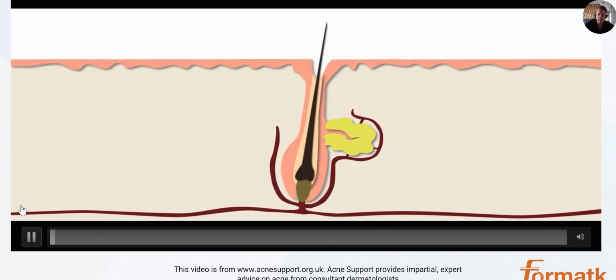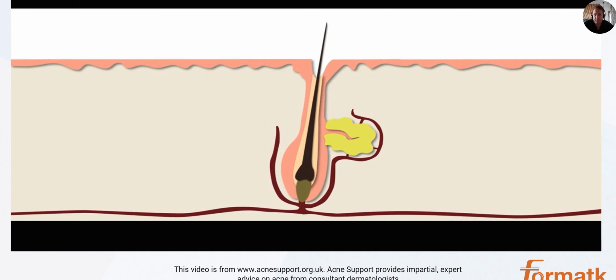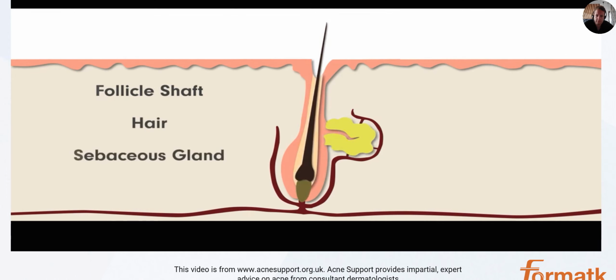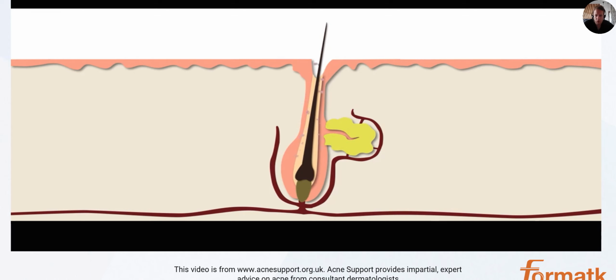Right now we will see a short demonstration. All acne starts in the same place, with a hair follicle, which is a small opening in the skin from which a hair grows. Each hair follicle is made up of 3 main parts: a follicle shaft, a hair, and an oil-producing gland known as the sebaceous gland. The skin cells that line the follicle shaft are replaced by new ones every 28 days.